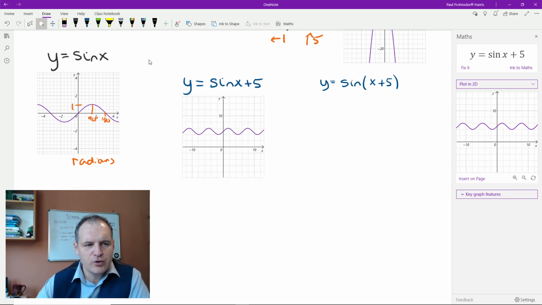First one has moved up 5 spaces. So it's gone from where it was up 5. It's taken the sine graph and moved the entire sine graph up 5. That's reasonable, right? This one, what do we think it's going to do?